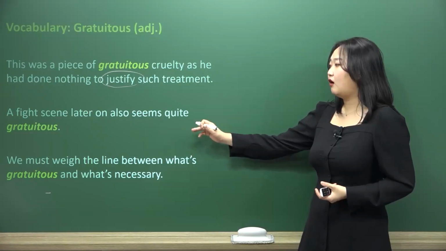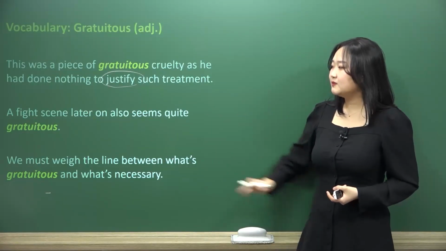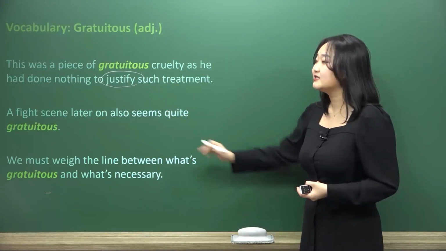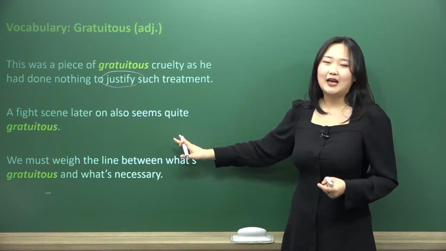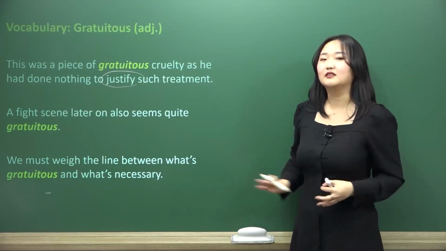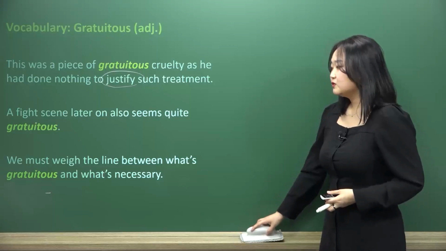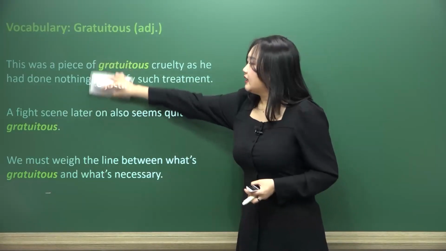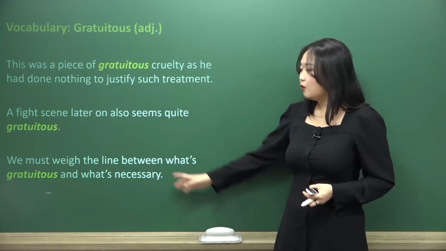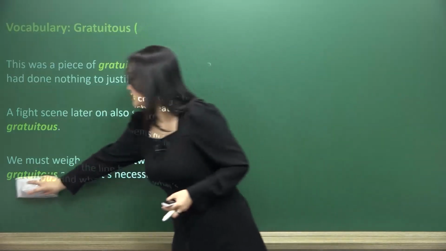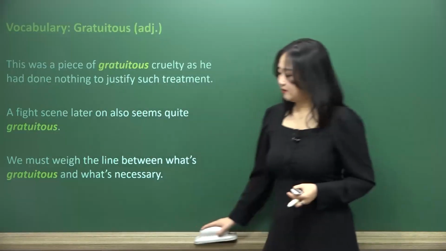A fight scene later on also seems quite gratuitous. Maybe this person's talking about that exact same film that we were just discussing in that other sentence. But there's another fight scene, and that one is also a bit extra. Doesn't make sense to the story. Didn't need to see it, didn't really want it. We must weigh the line between what's gratuitous and what's necessary. Here, weighing the line between what we don't need and what we absolutely do need. And in this kind of situation, the sentence actually speaks for itself.